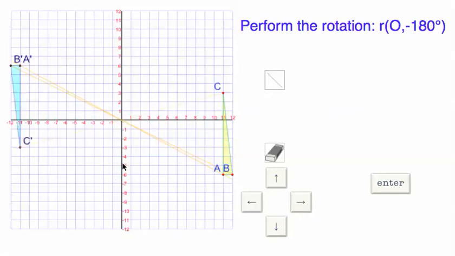Just like that. Okay, and you see these lines through the vertices? Whenever you do a 180 degree rotation, these lines through the vertices will pass through the origin.